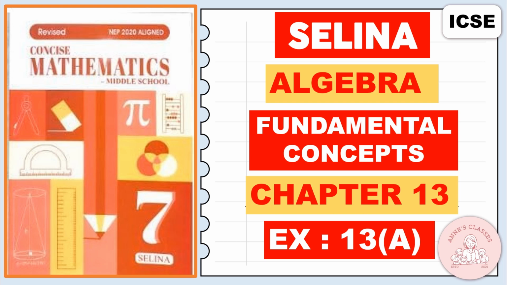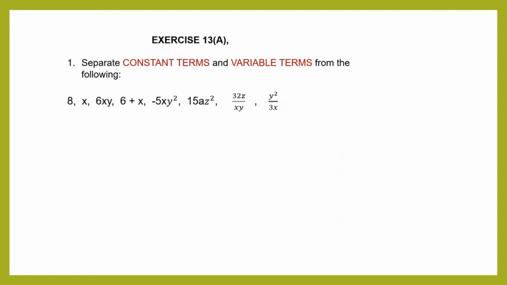Let's do Algebra Fundamental Concepts, Chapter 13. Question 1. Separate constant terms and variable terms from the following. So we have a list of terms. We need to pick out the constant terms from these and the variable terms from these.